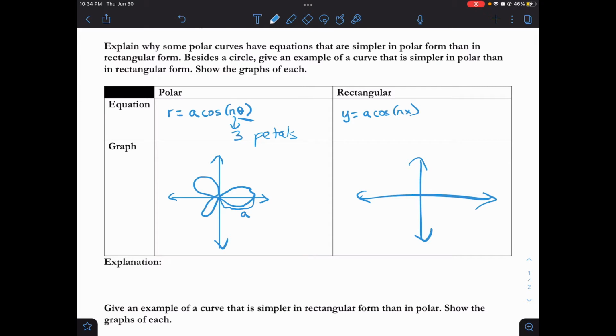rectangular plane, the values are going to change because of all of these transformations. So they're going to go up, down. It's going to be hard to see what the period is just by looking at it. But here, you can easily see what the pi is and what a is just by looking at it.